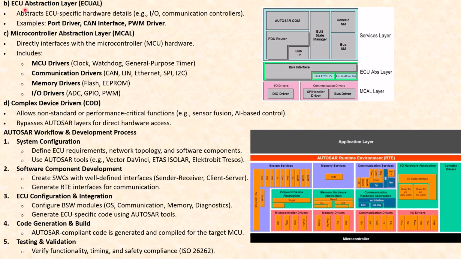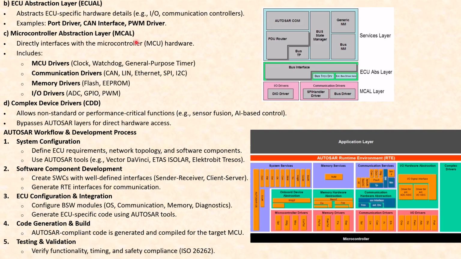Now next important layer is the ECU abstraction layer. And what is the meaning of abstraction? Abstraction is nothing but it acts as a shield or some kind of blockage or a fort, which ensures that the software or the application does not bypass that particular layer. It abstracts ECU specific hardware details, examples: port driver, CAN interface, and PWM driver.